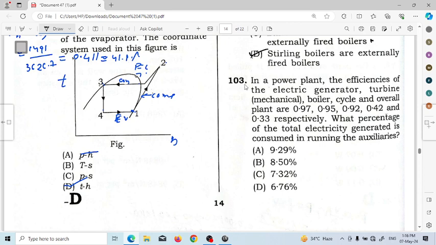Next, question number 103. In a power plant, the efficiencies of electric generator, turbine mechanical, boiler, cycle and overall efficiency are given as 0.97, 0.95, 0.92, 0.42, and 0.33 respectively. What is the percentage of total electricity generated that is consumed in running the auxiliary?